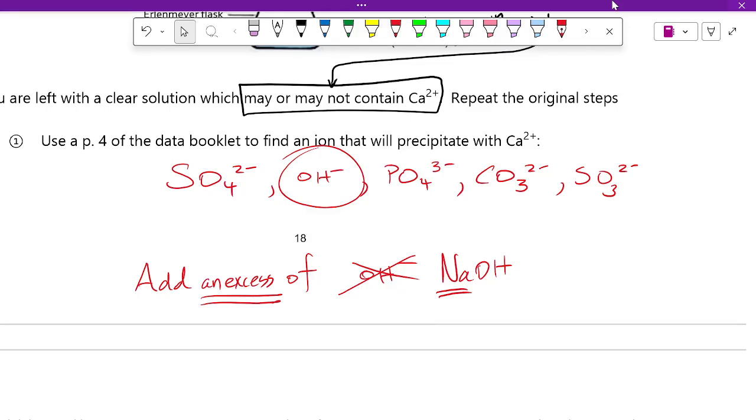Yes? I was wondering about this, but wasn't it also like the reactivity of each? Those are for single replacement reactions, not for double replacement reactions. That's why. Yeah, yeah.